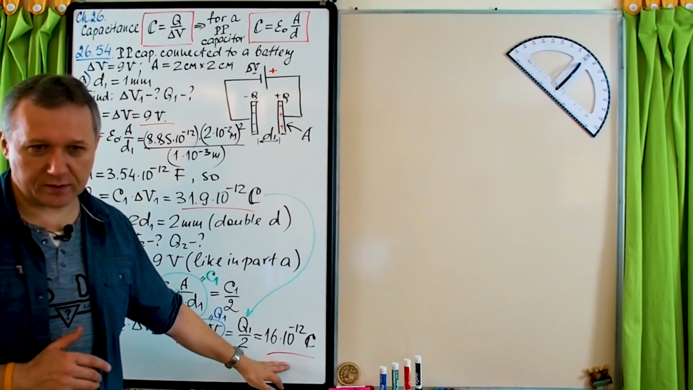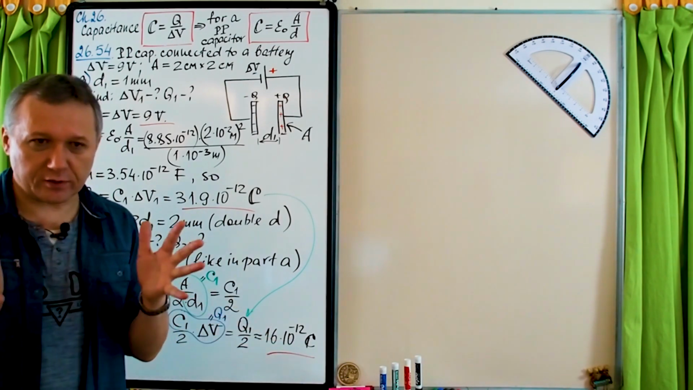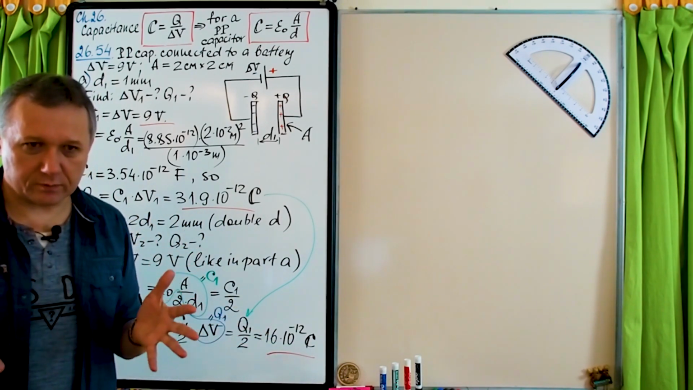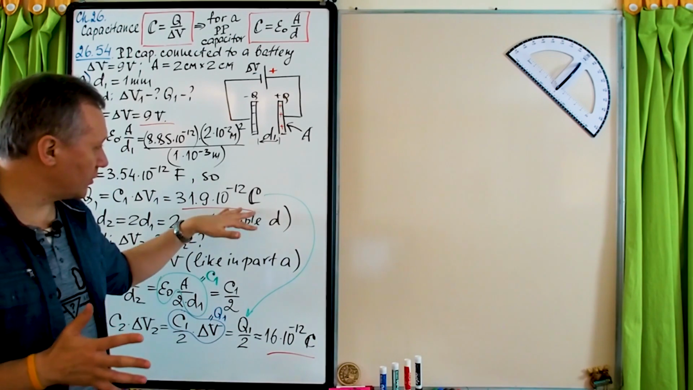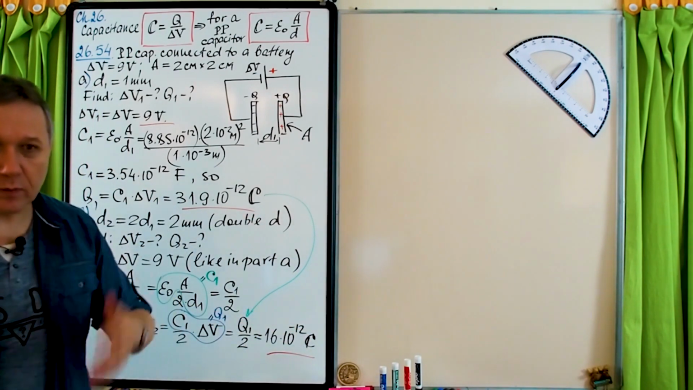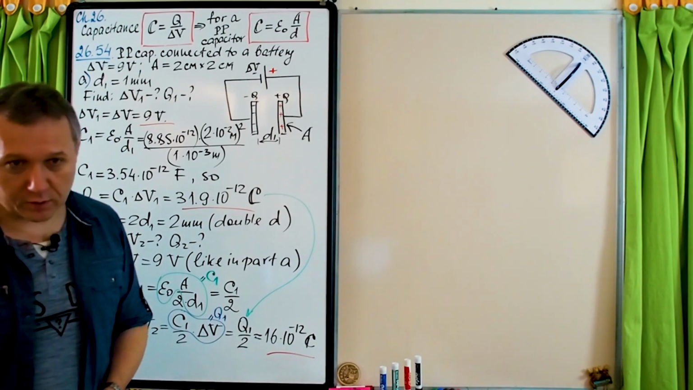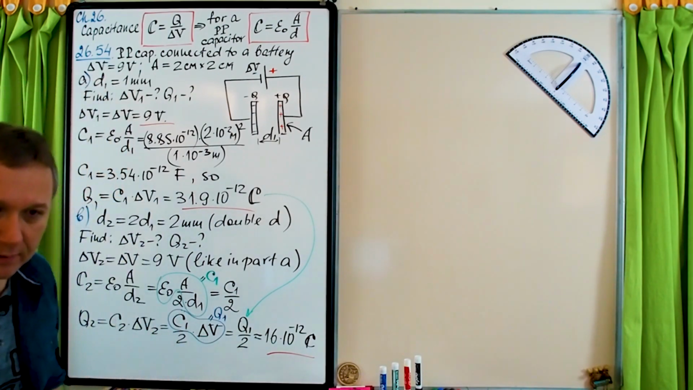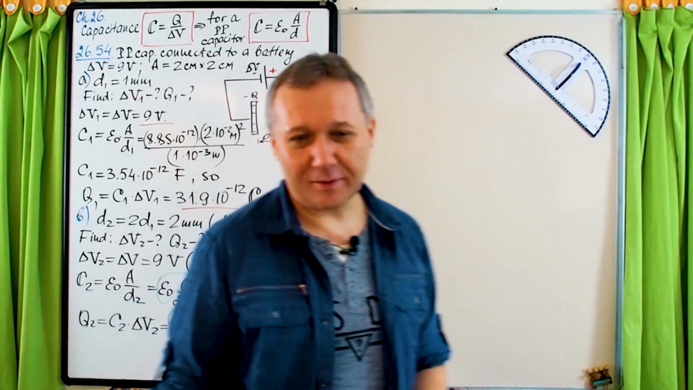Where did that charge go? So obviously charge in the capacitor went down. Before we had 32, now it's 16. So half of the charge ran away somewhere. Where did it go? What happens? Okay, probably I'll move to this side, right?